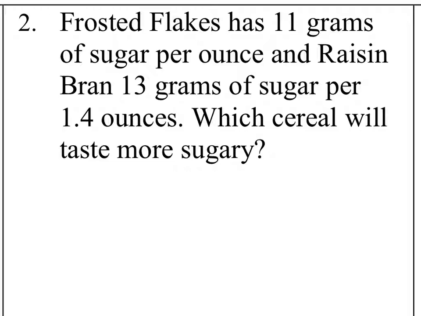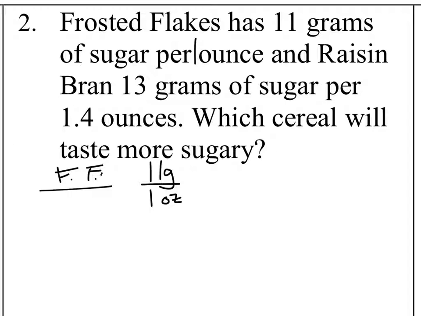Frosted Flakes has 11 grams of sugar per ounce, and Raisin Bran has 13 grams of sugar per 1.4 ounces. Which cereal will taste more sugary? So we're looking for the more sugar for each gram, right? So let's look at Frosted Flakes first. Frosted Flakes has 11 grams for 1 ounce, because it's per 1 ounce right there. Well, that's the unit rate for Frosted Flakes.